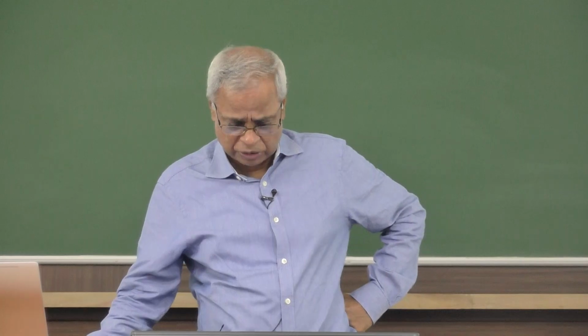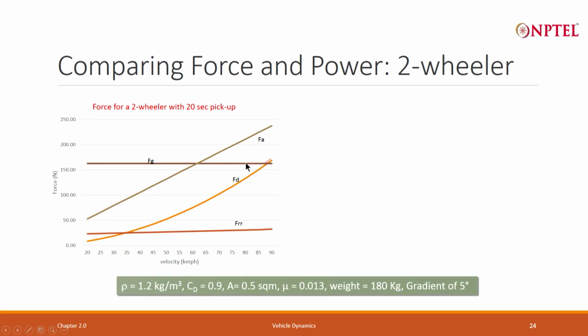There are two other forces which are very significant. One is the force due to the slope. Now, this is again constant. It does not matter what the velocity is, the force is constant. And even for a small slope, it can be substantially high. I have taken a gradient of 5 degrees. Even at 5 degrees, this can be substantially large, and in fact dominates.